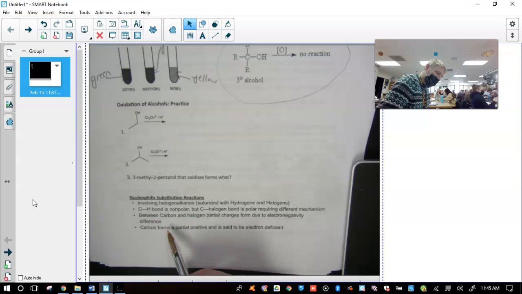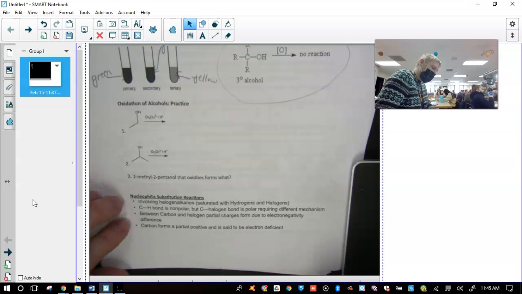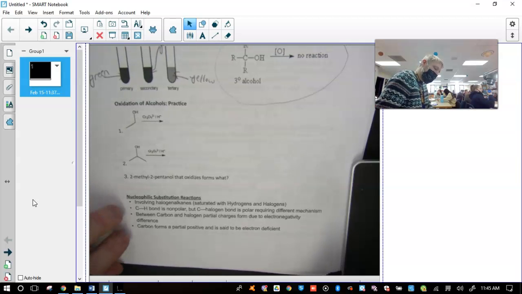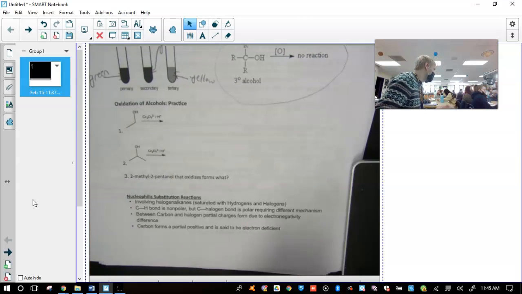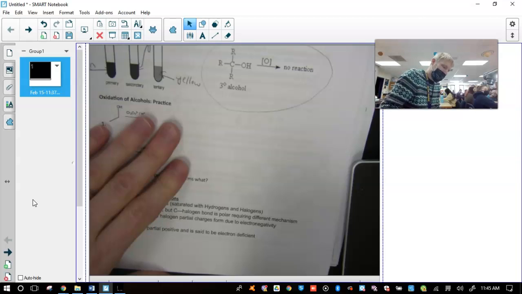Requiring a different mechanism. Between carbon and halogen, partial charges form due to the electronegativity difference, and carbon forms a partial positive and is said to be electron deficient. So if it's electron deficient, that means the electrons are not around it. So therefore the partial charge would be positive. Something that's electron deficient is going to be more positive, partial positive.